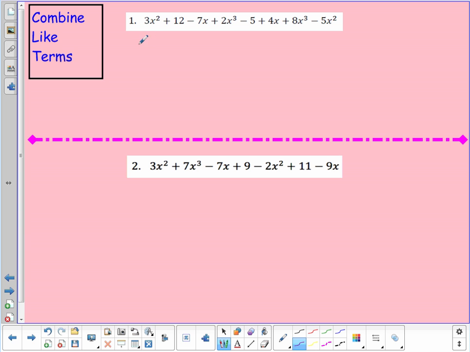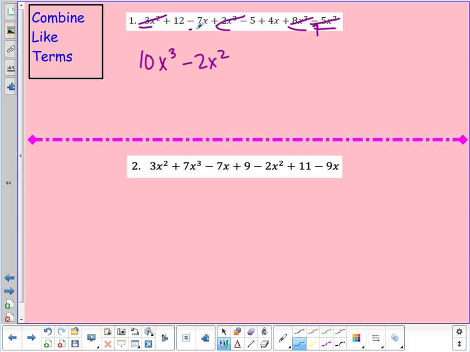I start by looking for that largest exponent. The largest exponent I see is the third. So I have 2x to the third and 8x to the third. 2 plus 8 gives me 10. So 10x to the third. Then I notice that the next one would be the seconds. I have the 3, and I'm done with those. I mentioned yesterday how you could cross those out if that helps keep you organized. 3x squared minus, that's a subtraction, minus 5x squared. 3 minus 5 is negative 2, so negative 2x squared, done and done.